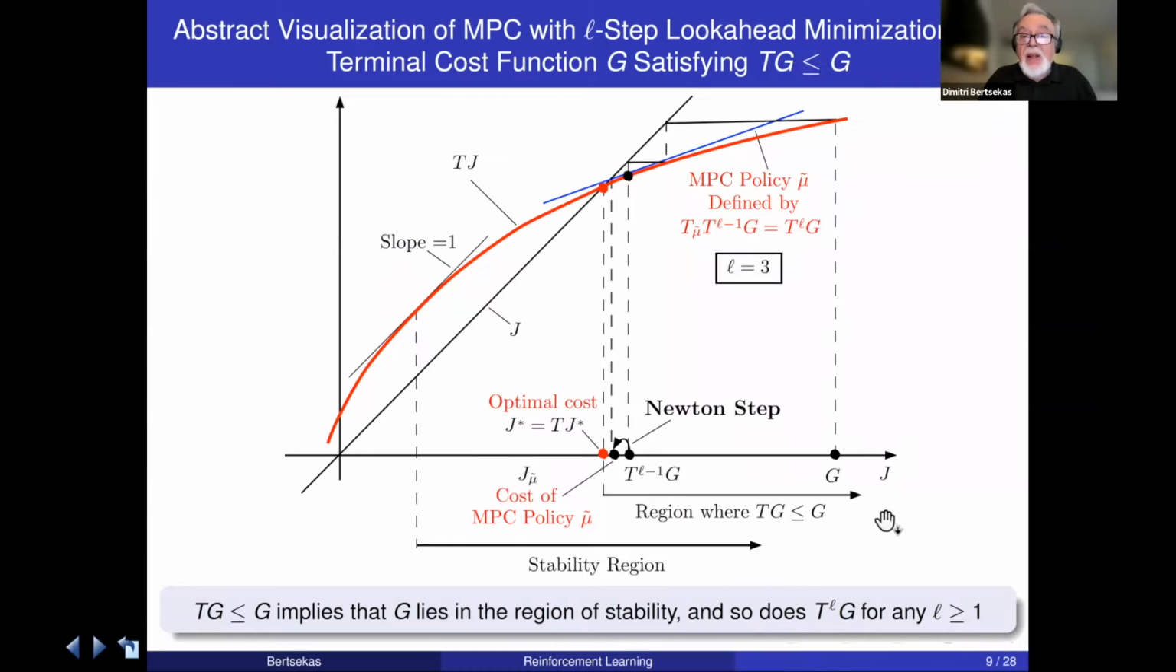And now let's consider MPC with three-step look-ahead. So three-step look-ahead minimization and terminal cost function G. How would that work? We go to G, construct T of G, and then T squared of G, and then we're ready to do the first minimization. That first minimization will give us a tangent policy, and that tangent policy is precisely the MPC policy, and it has cost function J tilde mu that is smaller than G, which is assumed to be finite. So the MPC policy is stable.